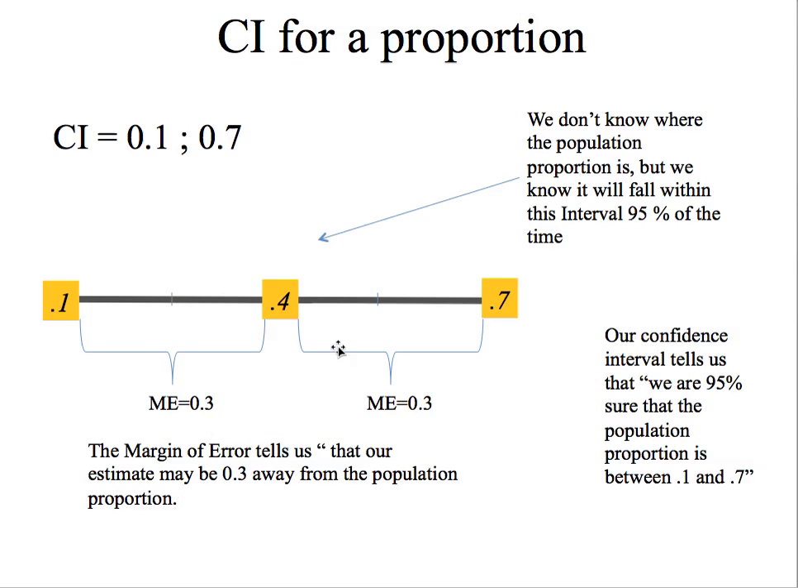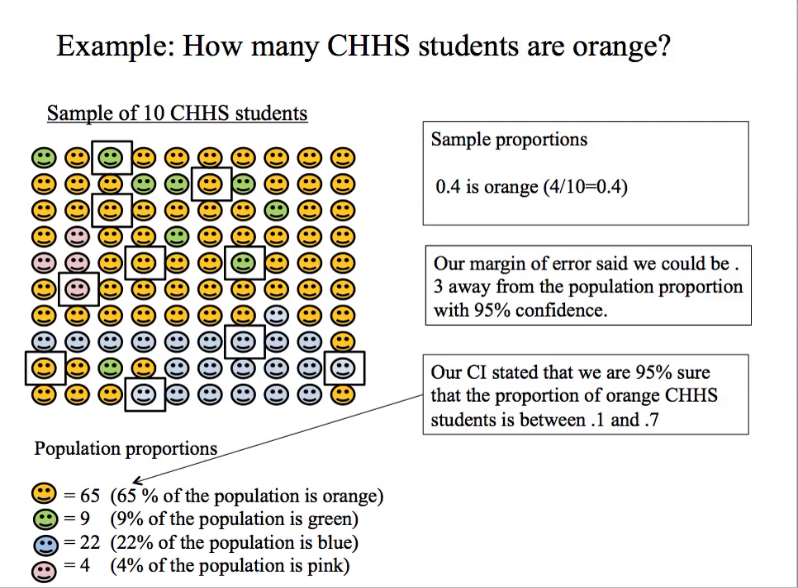65%. 0.65 falls around here. So our interval has the population proportion in it. So it was correct, and that's to be expected. We'll be correct in our confidence interval 95% of the time. So chances are that you will be correct, at least 95% of the time.